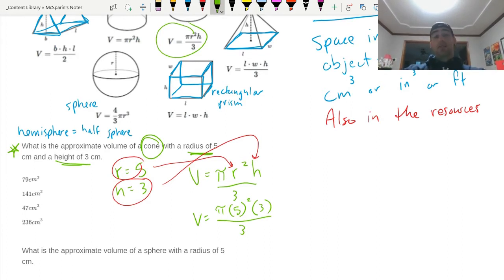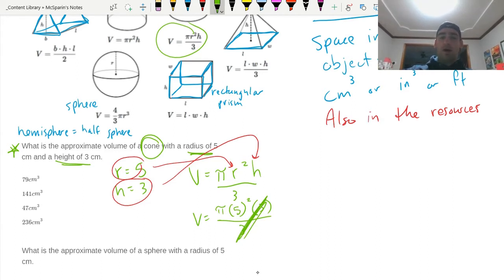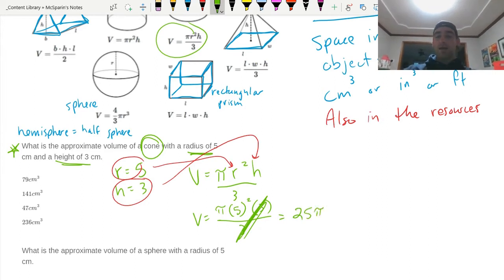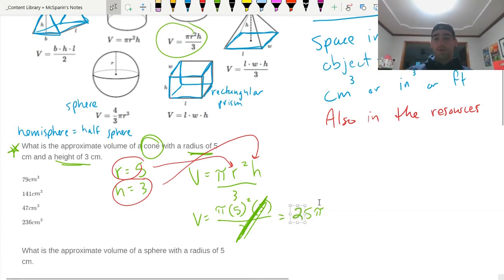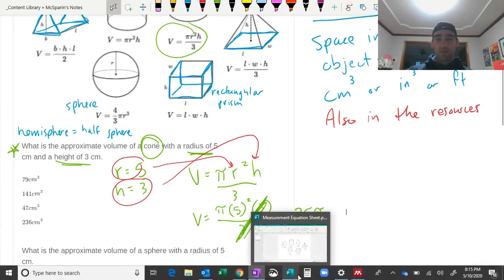At this point, honestly, if it makes you feel good, just put the whole thing in your calculator. But I've got a 3 on top and a 3 on bottom, so I'm going to cancel those. I know that 5 squared is 25, so really I end up with 25 pi here. Put that into my calculator. Pi is 3.14, so it's going to be a little over 75, which probably means it's not 79, but let's just double check, okay?